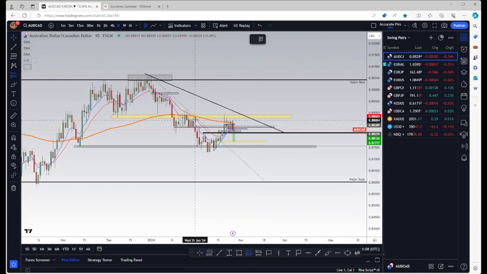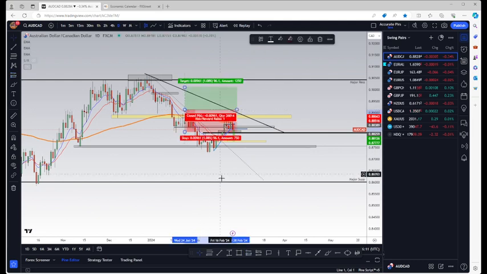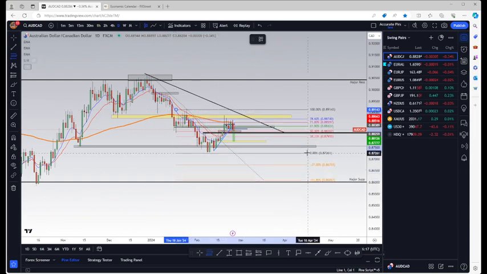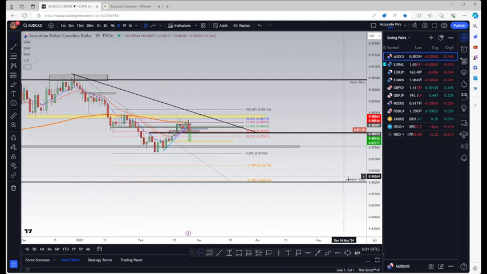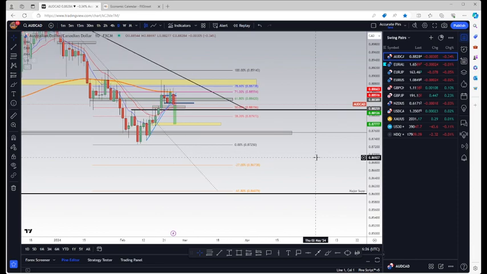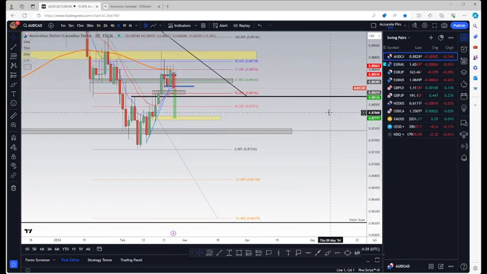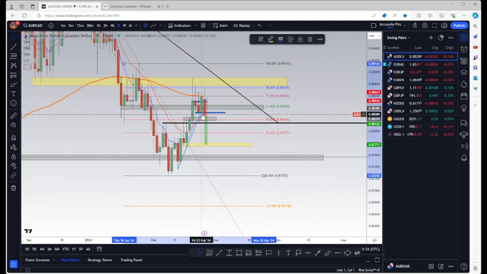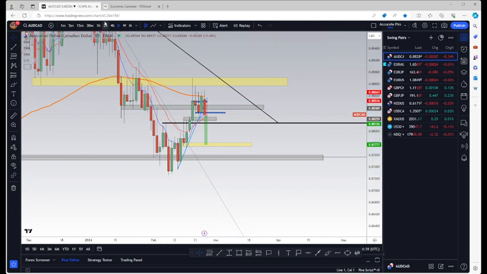Okay, so could we place a Fibonacci on AUD CAD? And you know what? Nah. Look at all these wicks off our 71% area. That is a lot of indication that the market is looking to turn around.